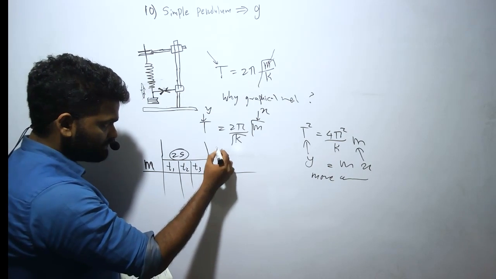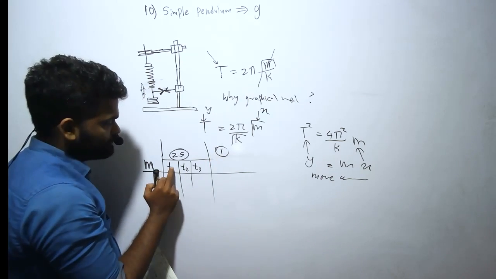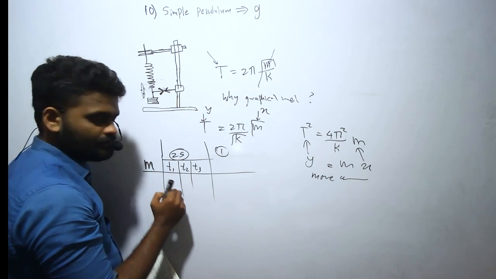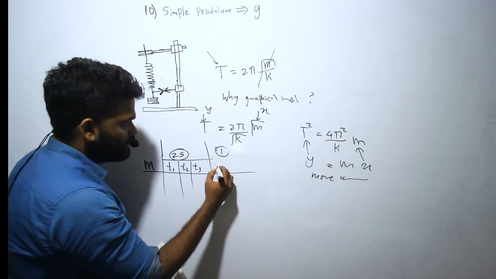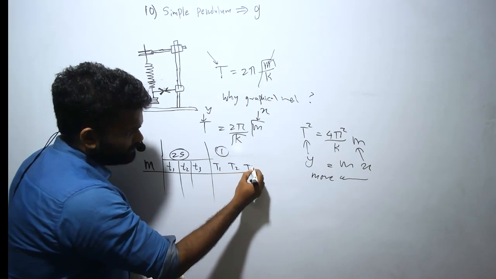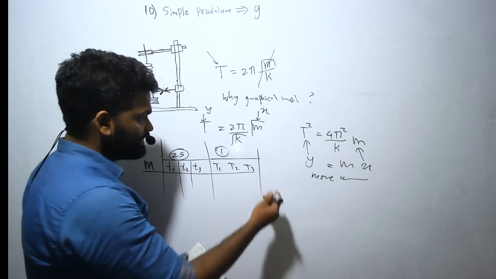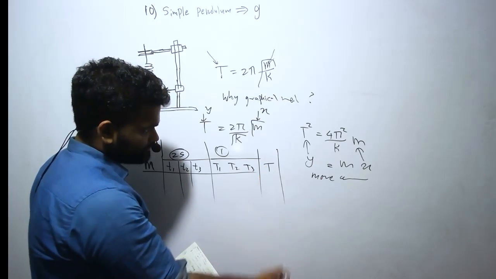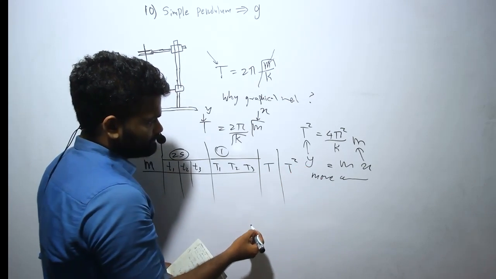Then you have to determine that for one oscillation. Then you divide T1 by 25 or 40, whatever is recommended. So T1, T2, T3. Then what do you get? Then you get the average. That is T. Then you get T squared.